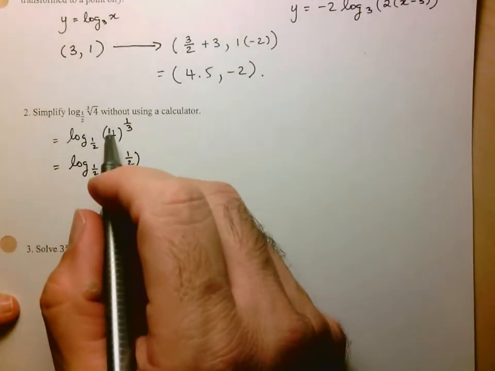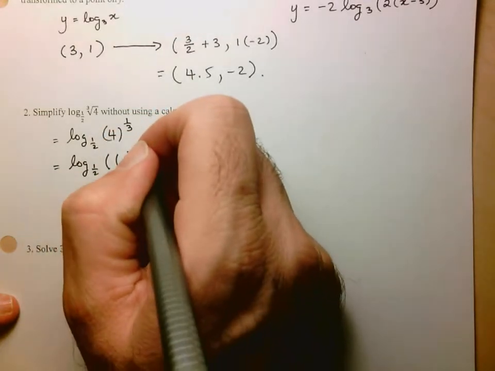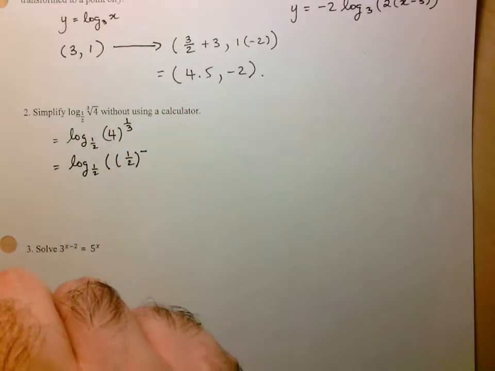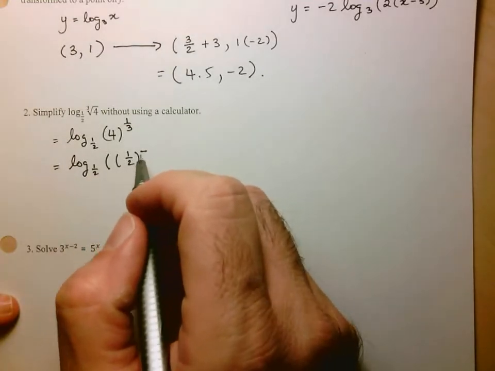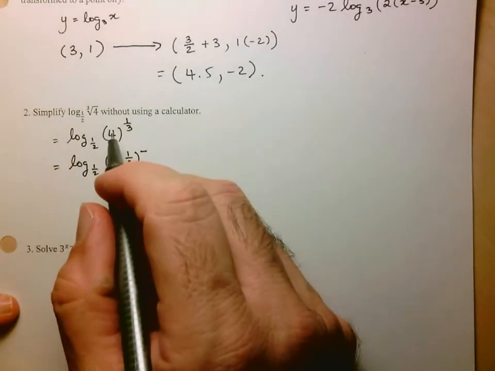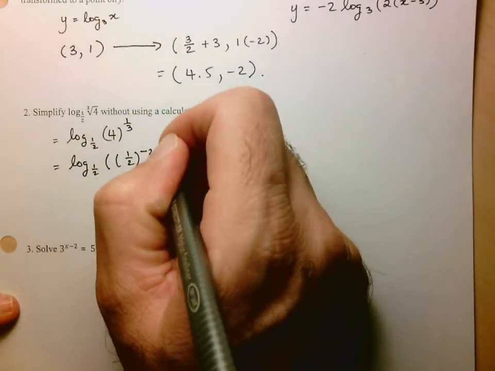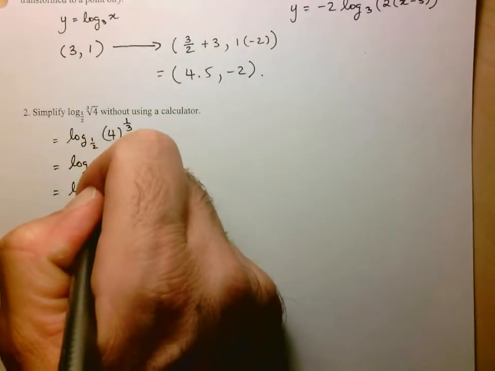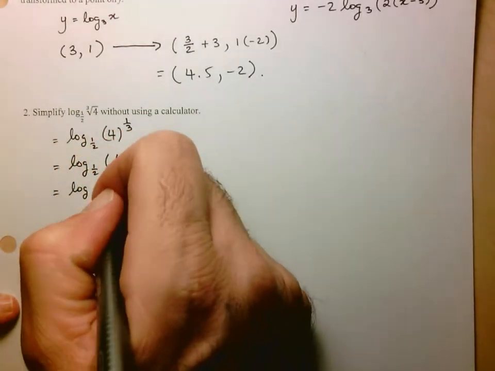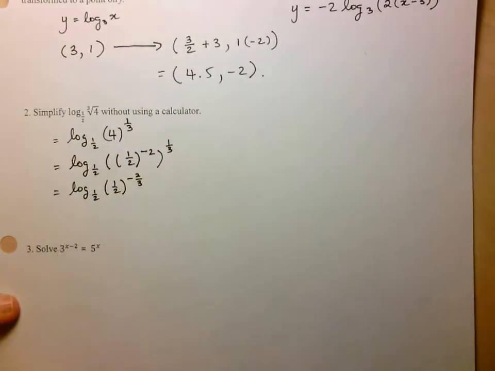Since this is an integer and that's a fraction, we know we're going to need a negative exponent. If we take 1/2 to the -1, it'll give us 2, and then we need to square it to get 4, so that's why we need -2 here. And of course this is all to the 1/3. Let's use our exponent rules to simplify. So this is 1/2 to the -2/3.